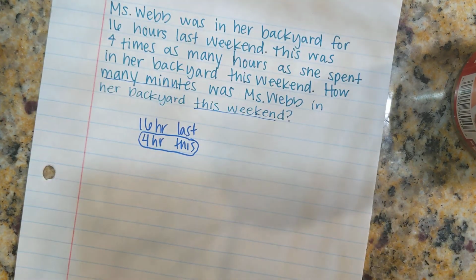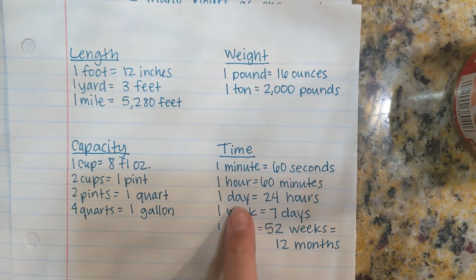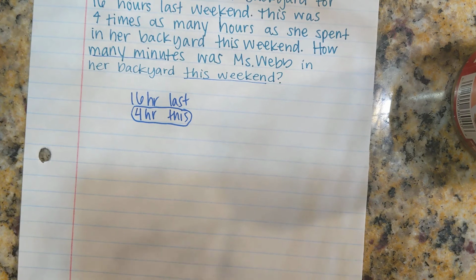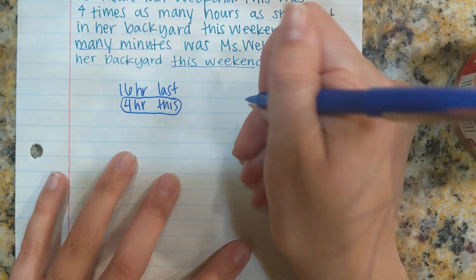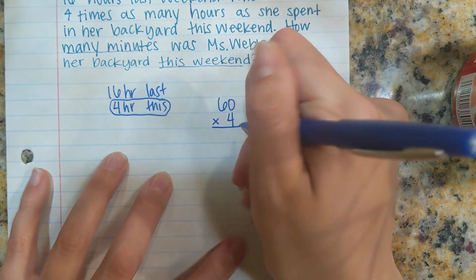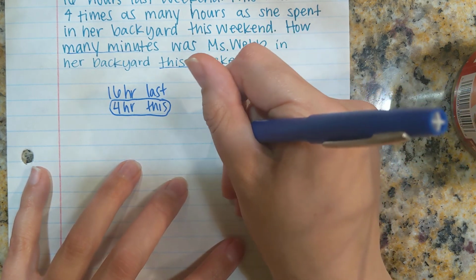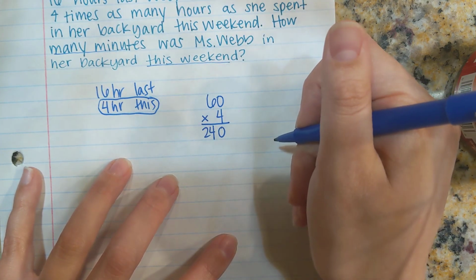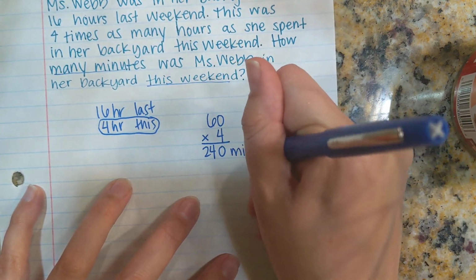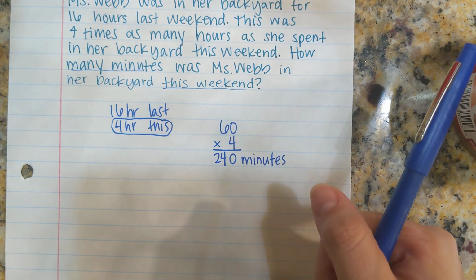In our handy dandy chart over here in time, 1 hour is 60 minutes. Okay, but I have 4 hours. So for each of those 4 hours, I'm going to need 60 minutes. So 60 times 4. 4 times 0 is 0. 6 times 4 is 24. 240. And it's 240. What's my unit? Minutes. Miss Webb spent 240 minutes in her backyard this weekend.